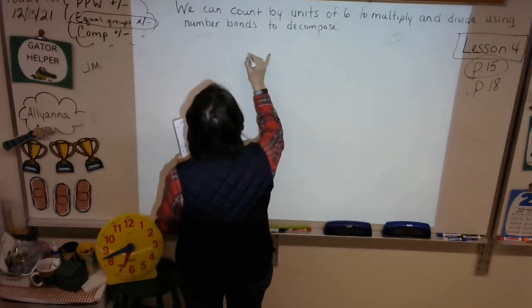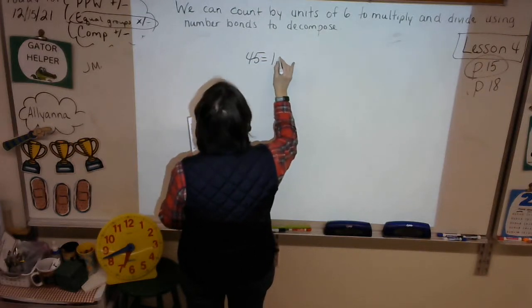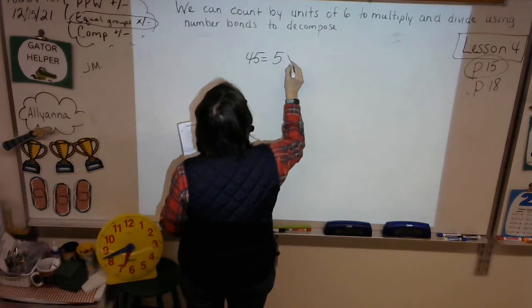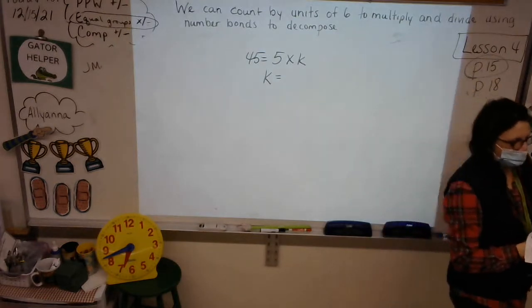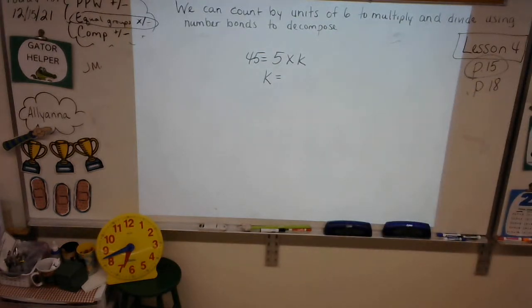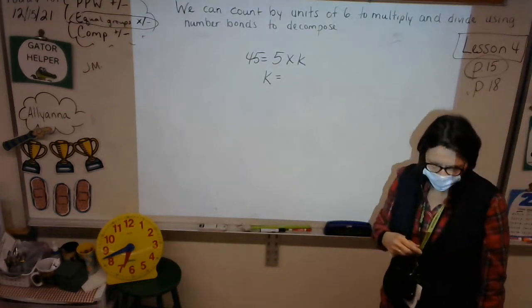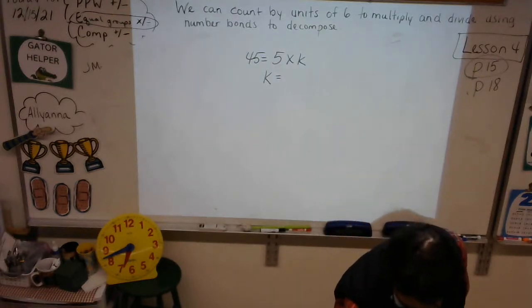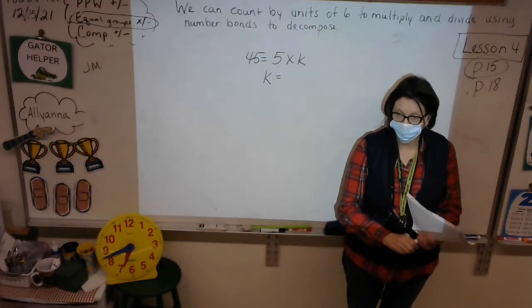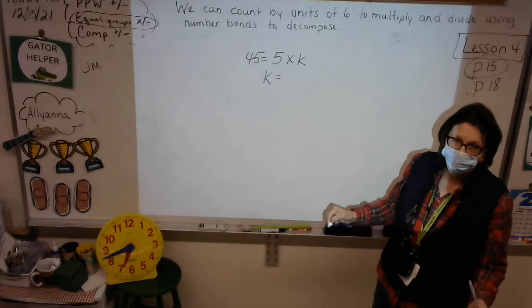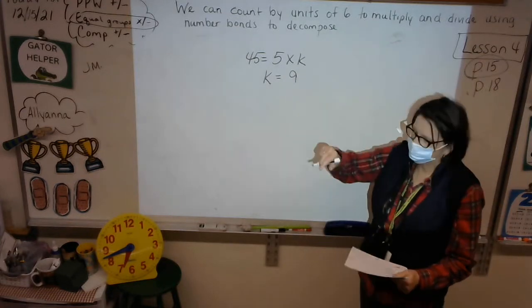And how about this one? 45 equals 5 times K. What will K equal? What are you going to skip count by? 5. Nice. Okay, what does K equal, class? K equals 9. We got it by skip counting by 5 until we got to 45.